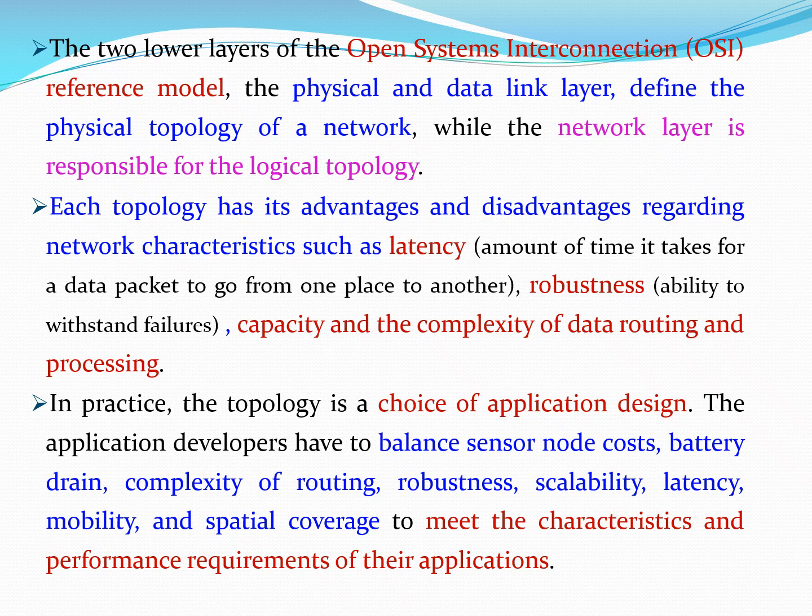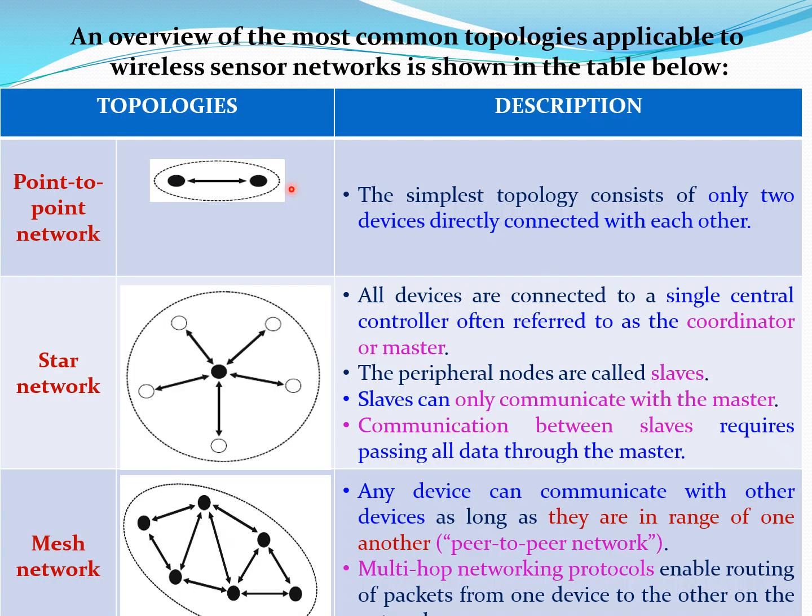Now let us see the overview of the various network topologies that are applicable to wireless sensor networks, otherwise called as body area networks. The first one is a point-to-point network. The simplest topology consists of only two devices directly connected with each other. So this is one node and this is one node. These two are connected directly.